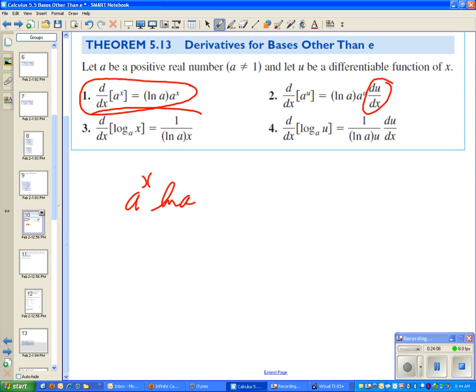The derivative of the logarithm of x to the base a is 1 over the natural log of a times x. And again, a lot of times I do that so I can write it without parentheses. Does it really matter? No, it doesn't matter. And then the chain rule version. Life just got more complicated, didn't it? Yeah. Darn it.